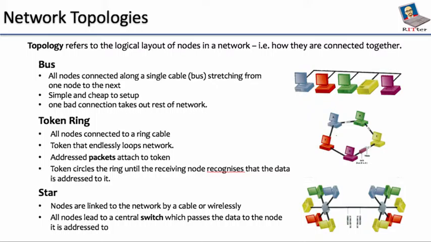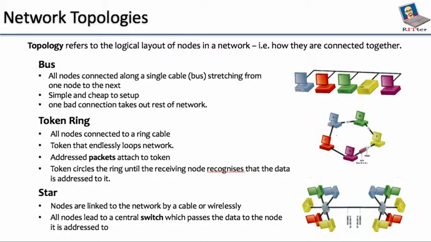So when we're talking about networks, it doesn't matter what type of network you're talking about, every network has what's called a topology. That refers to the layout of the nodes in that network and how they are connected together. So network topology talks about how these things are connected. And there's different topologies as well.